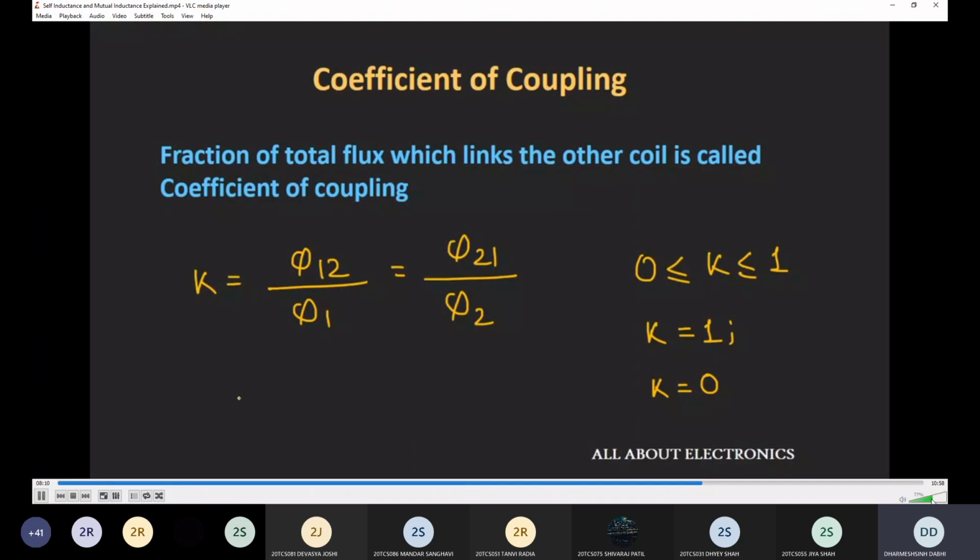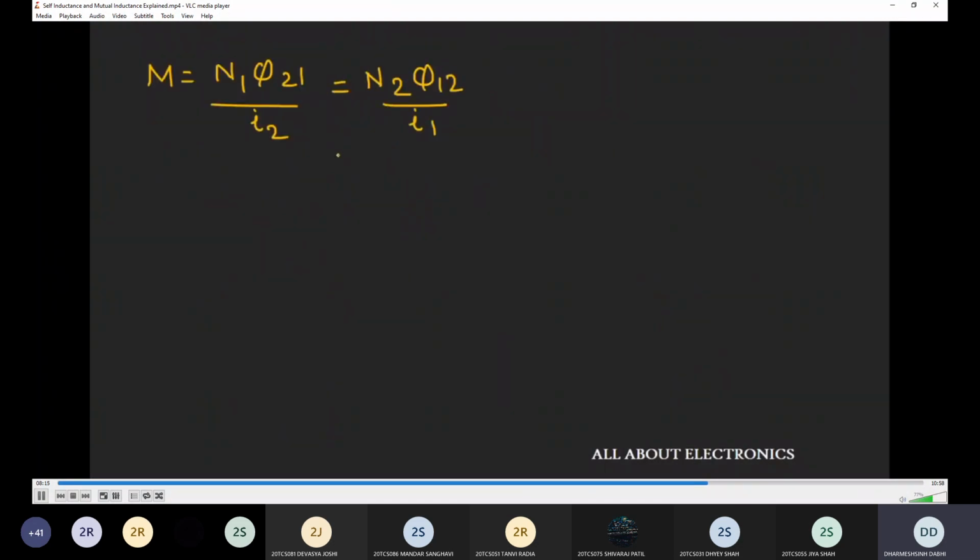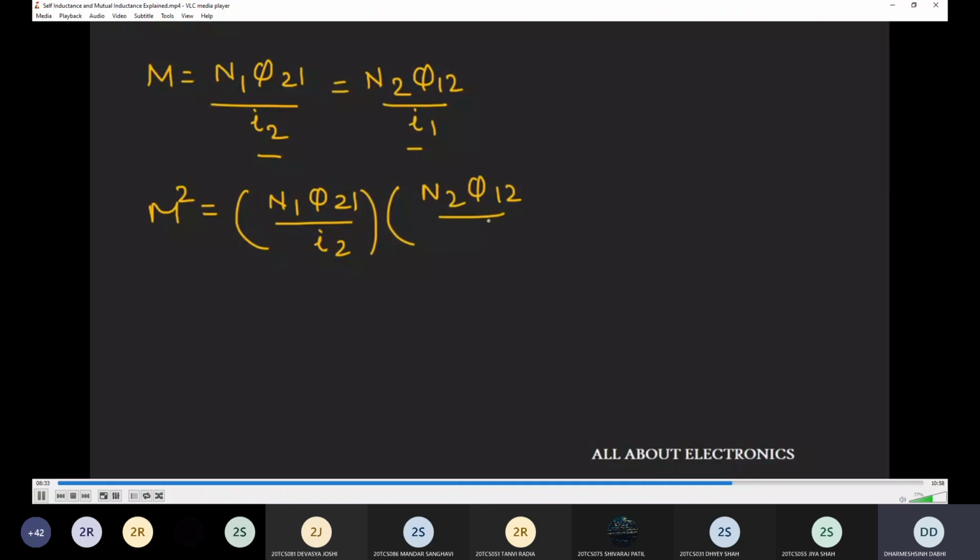So now let's find the relation between this coefficient of coupling and the mutual inductance. Earlier we found this expression for the mutual inductance. So now let's multiply these two equations. We can write M square is equal to N1 into φ21 divided by I2 into N2 into φ12 divided by I1. Now let's multiply and divide this term by φ1 and φ2.